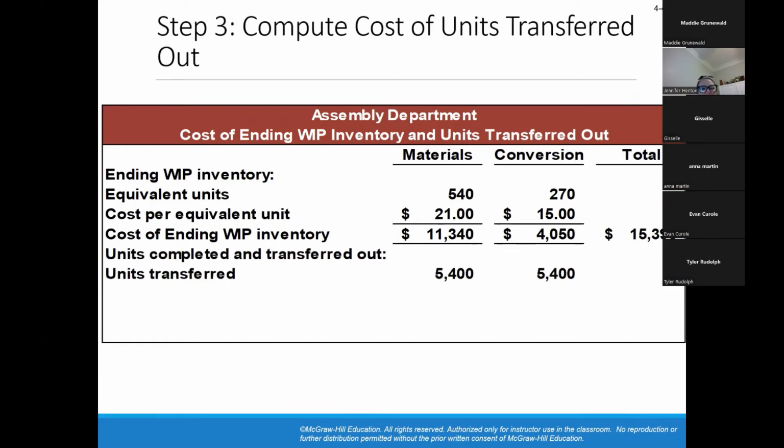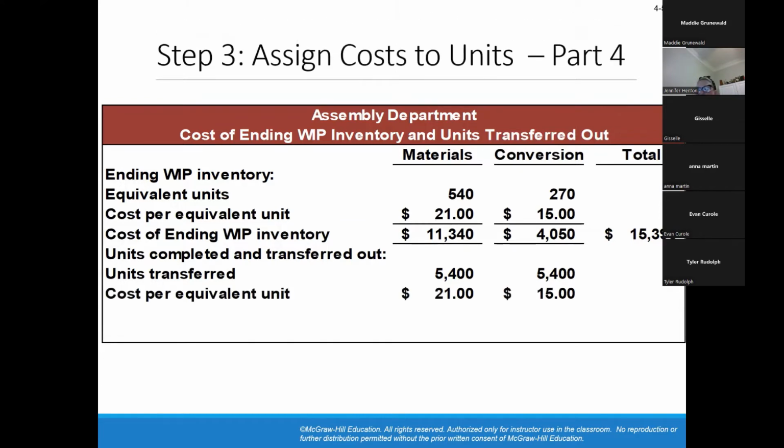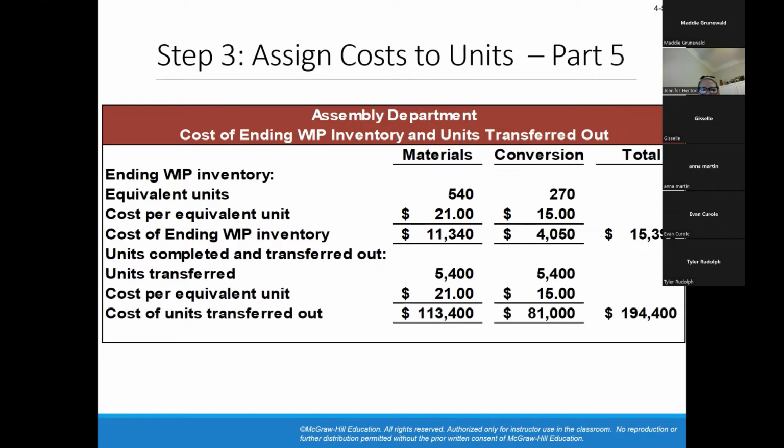Okay, so now we want to look to see what the units were that were transferred out that were 100% done, right? They transferred out 5,400 of them. So now we just do the same thing. We're just going to multiply it by that cost that we calculated. So for materials, we had 113,400. Conversion, we had 81,000. You add them together, you get 194,400.